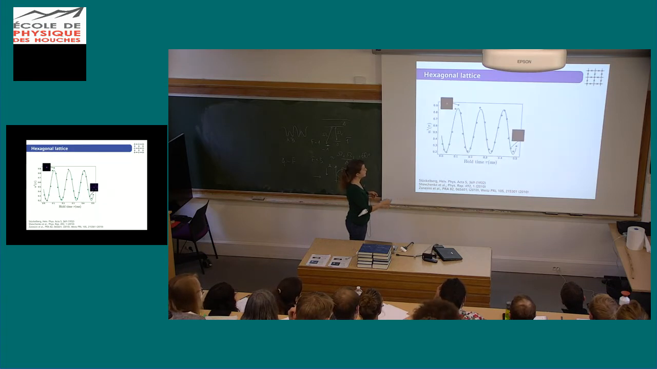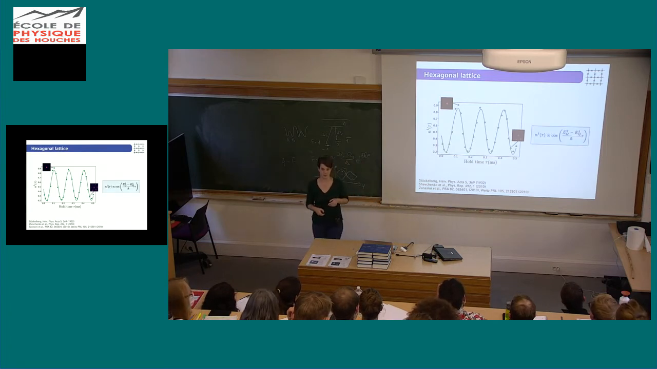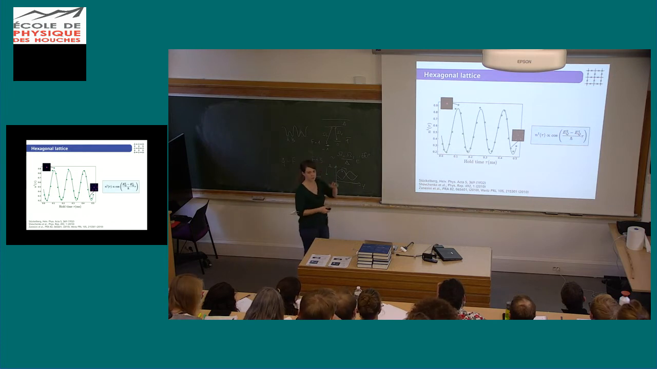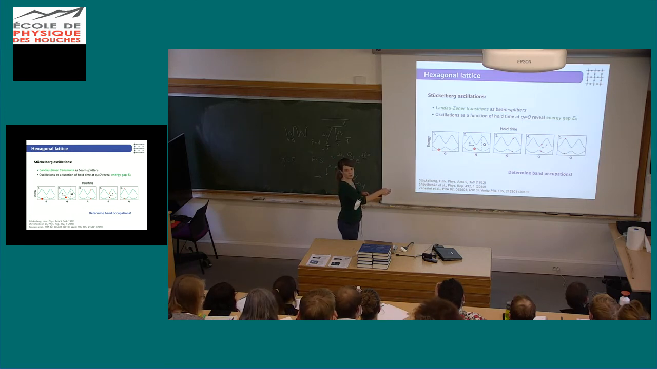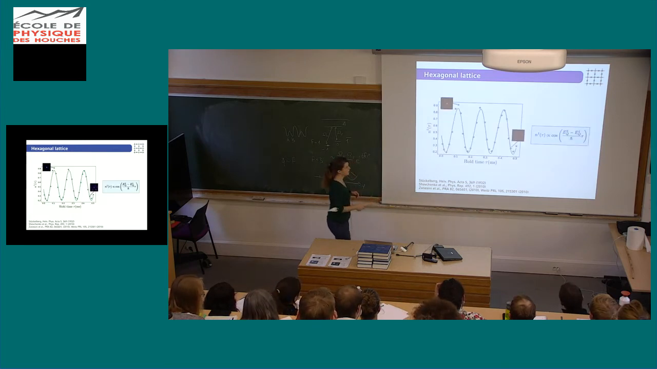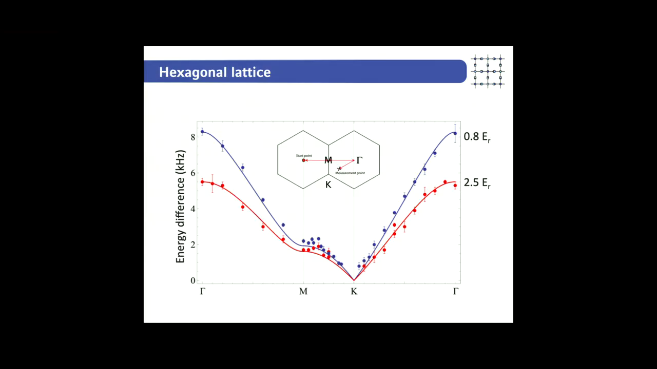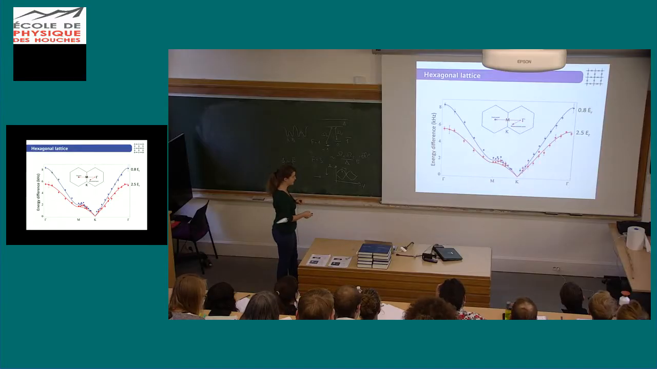And then this will oscillate at a frequency which is given by delta E, or the gap at this specific point. So you could imagine that you want to probe the whole band structure of the model. You just vary this final position of the quasi-momentum where you want to measure the gap. And so by doing many of these measurements and fitting the frequency of these oscillations, you can get a map of the dispersion relation in the hexagonal lattice.